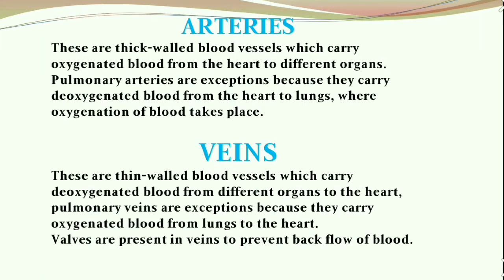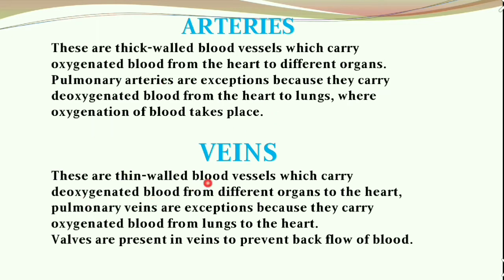Now what are arteries? These are thick-walled blood vessels which carry oxygenated blood from the heart to different organs. Pulmonary arteries are an exception because they carry deoxygenated blood from the heart to the lungs, where oxygenation of blood takes place. What are veins?